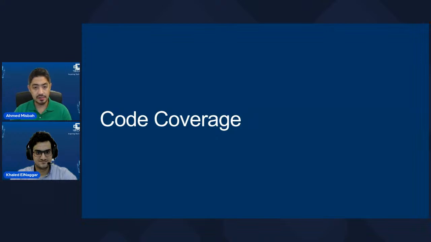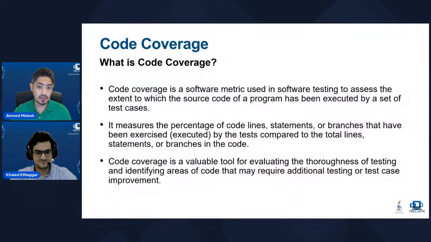Another measure is code coverage. More widely used, however, it has its drawbacks. So let's first describe what code coverage is. It's a software metric used in software testing to assess the extent to which the source code of a program has been executed by a set of test cases.